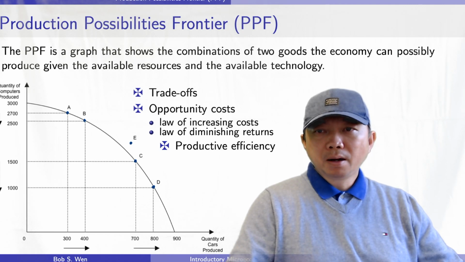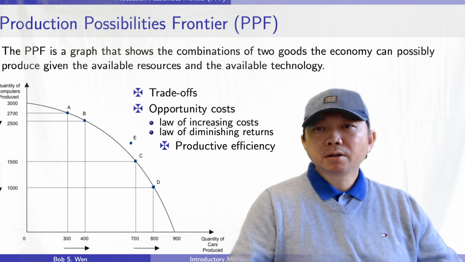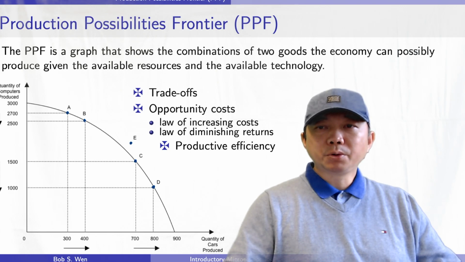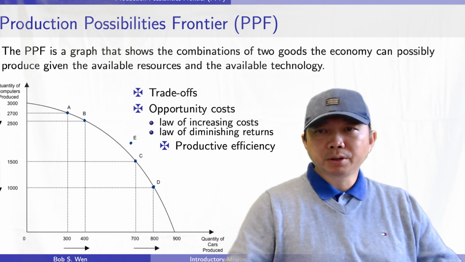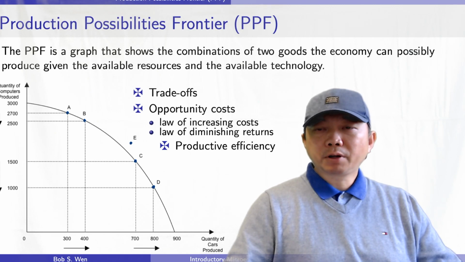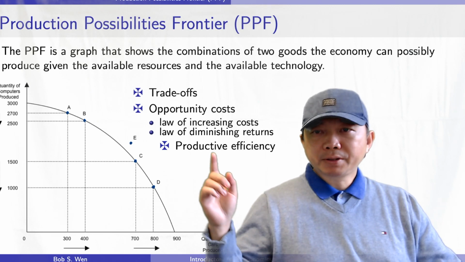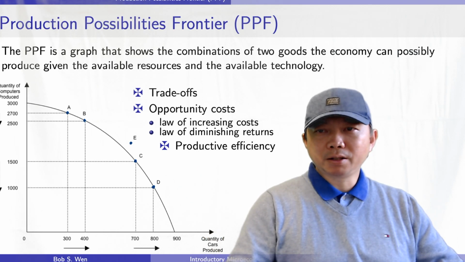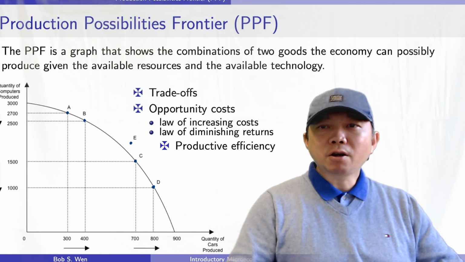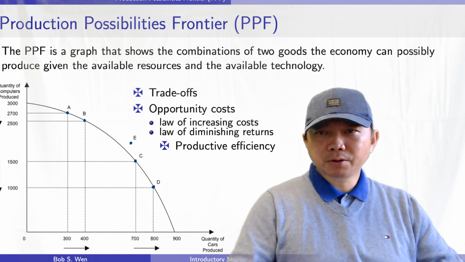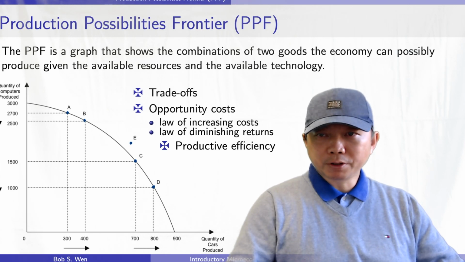Any outcome outside the production possibilities frontier is not feasible. For example, no matter how resources are allocated between the two industries, the economy cannot produce the combination of computers and cars represented by point E. The production possibilities frontier illustrates the concepts of trade-offs, increasing opportunity cost, and productive efficiency.